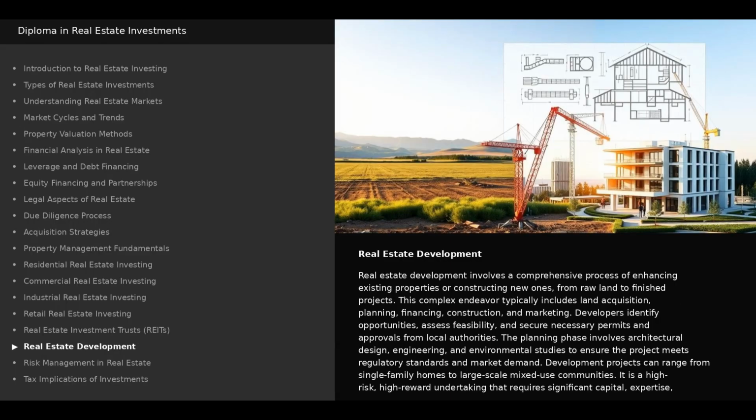Real estate development. Real estate development involves a comprehensive process of enhancing existing properties or constructing new ones, from raw land to finished projects. This complex endeavor typically includes land acquisition, planning, financing, construction, and marketing. Developers identify opportunities, assess feasibility, and secure necessary permits and approvals from local authorities. The planning phase involves architectural design, engineering, and environmental studies to ensure the project meets regulatory standards and market demand.